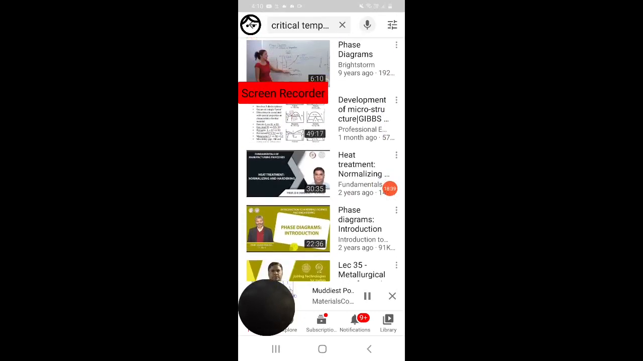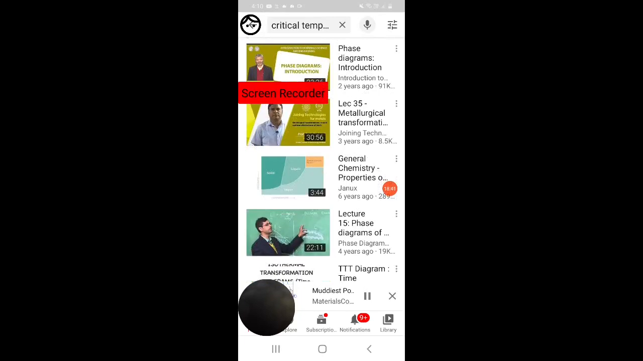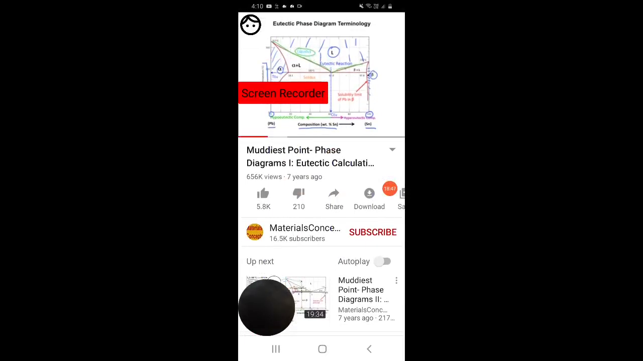Now it is important to note that this V-shaped line is the liquidus line, meaning that anything above this line is a liquid. Also, this line right here is the solidus line, meaning that anything below this line is a solid.